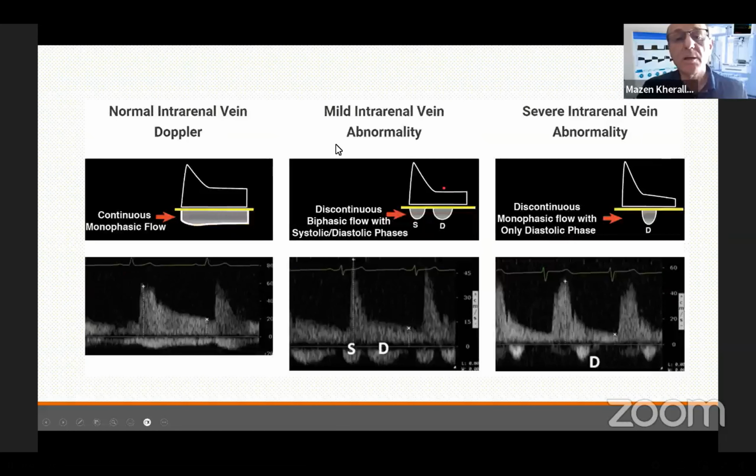And in the renal vein, looking at the venous flow, this is the one below the line. This should be continuous monophasic. When you start seeing those discontinuous biphasic, this indicates fluid overload. And when it is monophasic like this, you lost the systolic. This is, of course, systolic, which would be embedded above the line here. This is the severe abnormal.